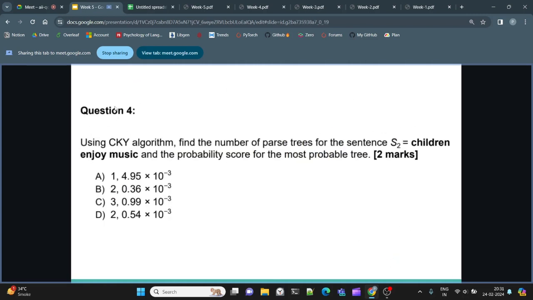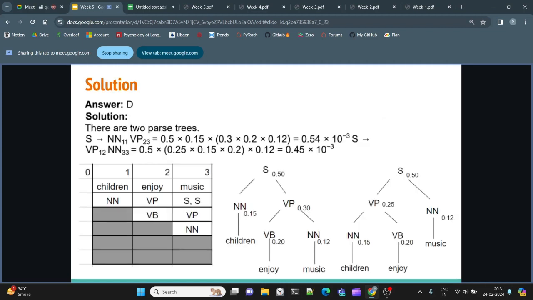Okay, let's discuss question number 4. If you do the CKY parsing, at the last cell we'll observe that two S's are coming. That means there are two possible parses for this sentence. One is where from S we first go to NN and VP, where NN derives children, and there is a separate verb phrase, enjoy music, where enjoy is VB and music is NN. Another way is that children enjoy is the verb phrase and music is the noun phrase. So these are the two possible parse trees.